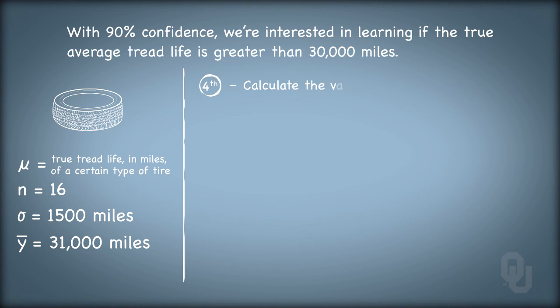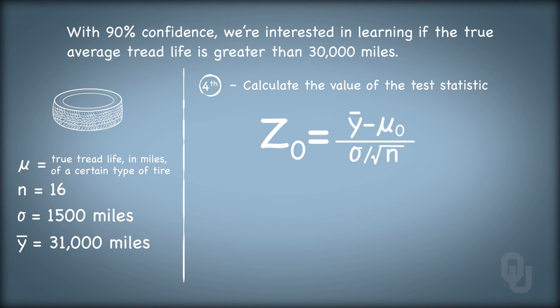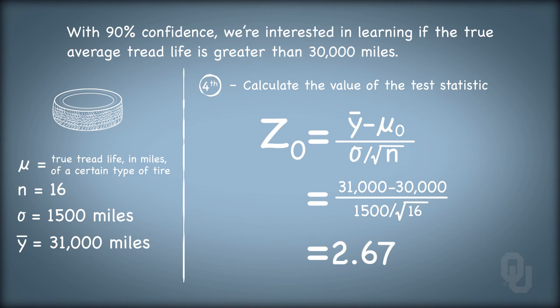Next, we calculate the value of the test statistic. We know we're using a z statistic. Z naught is y bar minus mu naught divided by sigma over root n. That's 31,000 minus 30,000 divided by 1,500 over root 16. The value of the test statistic is 2.67. That is, y bar lies 2.67 standard deviations away from the hypothesized value.